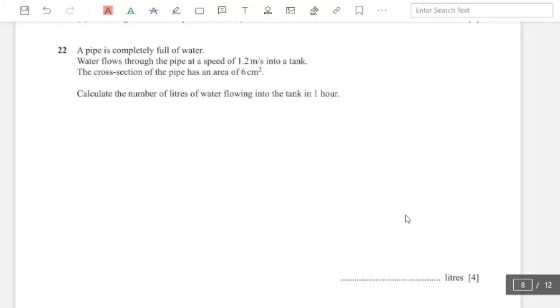Question number 22. A pipe is completely full of water. Water flows through the pipe at a speed of 1.2 meters per second into a tank. The cross section of the pipe has an area of 6 centimeters square. Calculate the number of liters of water flowing into the tank in 1 hour.